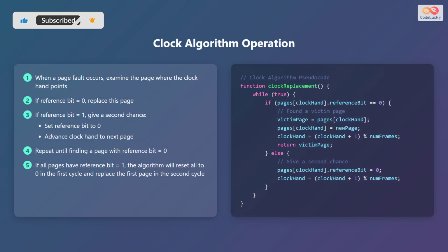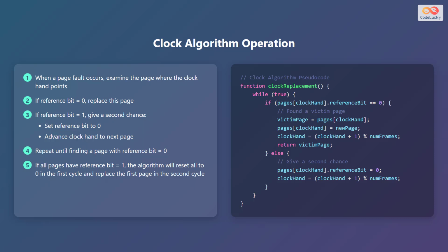Here's how the clock algorithm works. When a page fault occurs, the algorithm examines the page where the clock hand is pointing. If the reference bit is 0, indicating the page hasn't been used recently, the algorithm replaces that page. However, if the reference bit is 1, meaning the page has been used recently, the algorithm gives it a second chance. It sets the reference bit to 0 and advances the clock hand to the next page. This process repeats until a page with a reference bit of 0 is found. If all pages have a reference bit of 1, the algorithm will reset all bits to 0 in the first cycle and replace the first page it encounters in the second cycle.